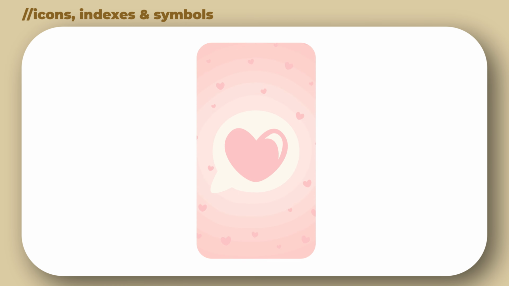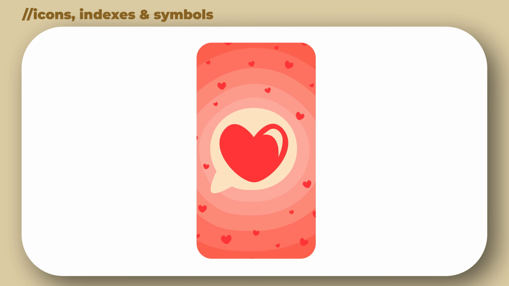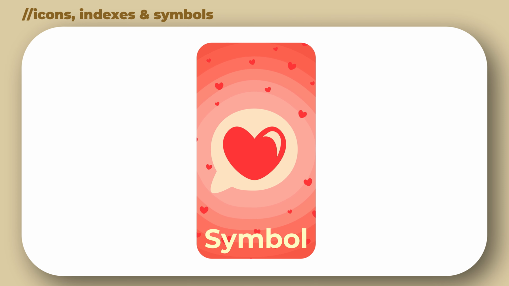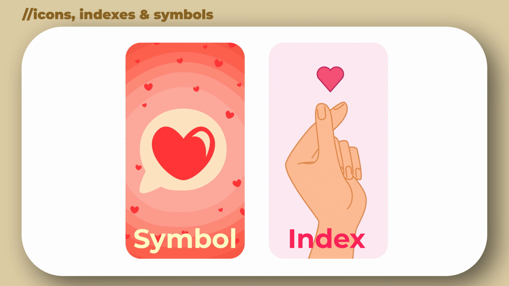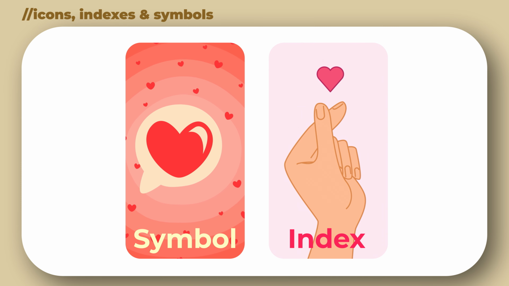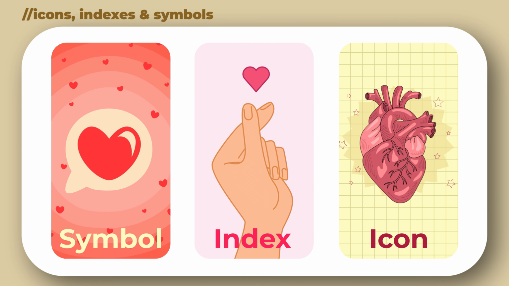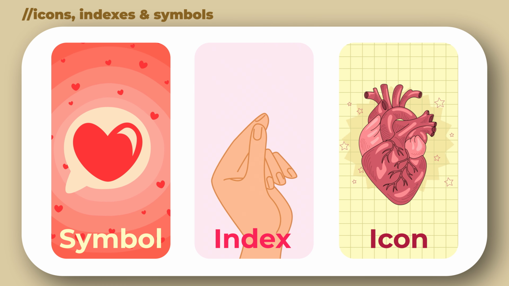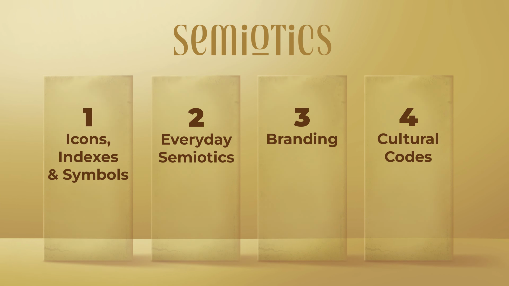Here is the bottom line with the heart. Think of it in 3 ways. A red heart emoji is a symbol because culture decided it means love. A Korean finger heart gesture is an index because the fingers literally form the shape and point us toward the idea. And a biology diagram of a heart is an icon because it directly resembles the real organ.